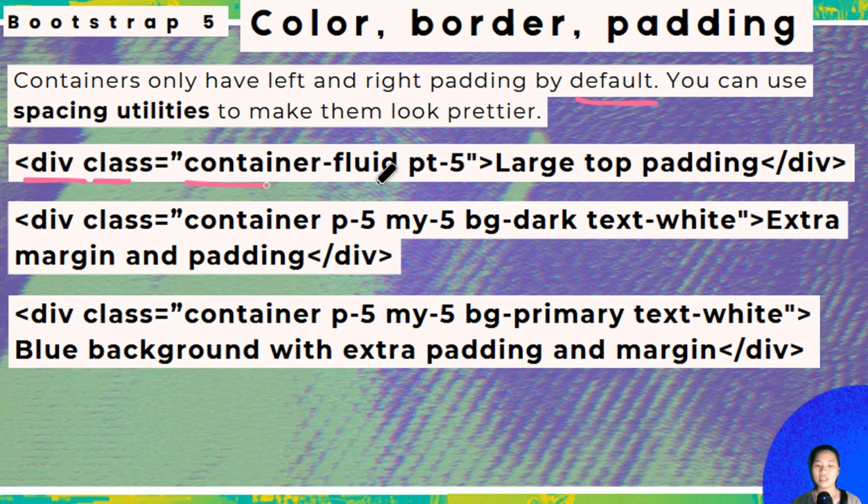Div class container-fluid, pt-5, so large top padding, okay? P for padding, T for top. Down here, container p-5, my-5, bg-dark text-white, so extra margin and extra padding, right? So padding, margin, background is dark, text is white. Same down here with bg-primary, text is white, blue background with extra padding and margin.